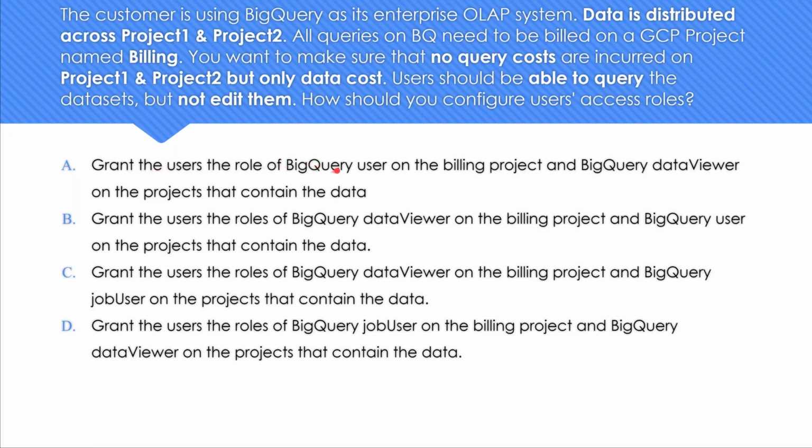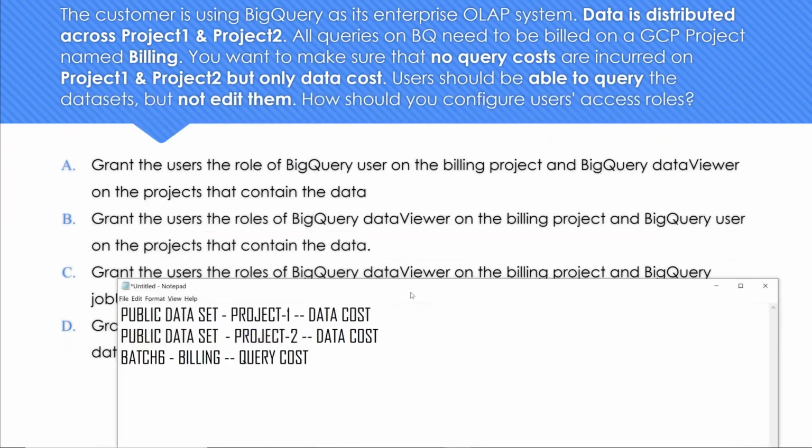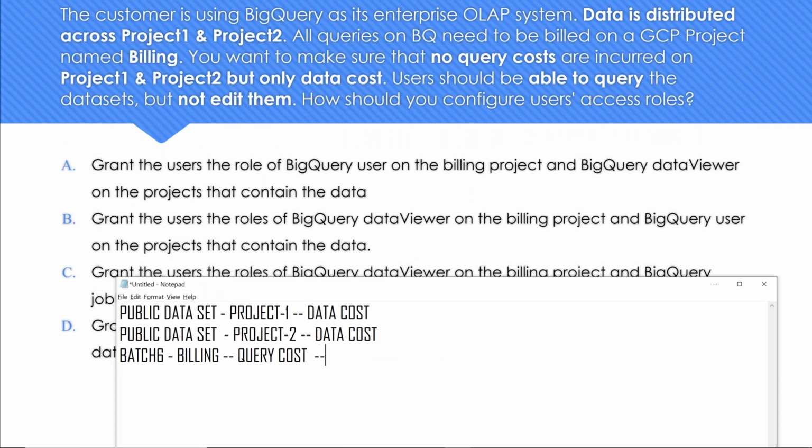Grant the user the role of BigQuery user on the billing project. So what they are saying is, if there's a user, user one, grant this user the BQ user role, and the data viewer role. So give user one the BQ data viewer role.